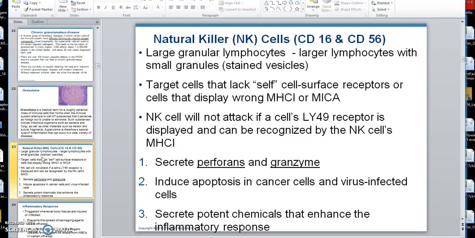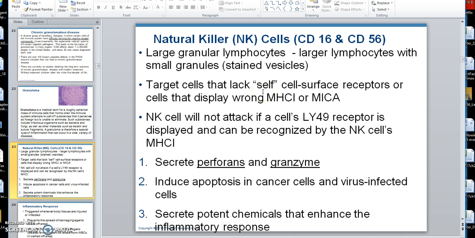The T cell and B cell are in the specific line. That means they're cut and snipped. The natural killer cell, that's why they call it NK, natural killer, is in the non-adaptive line. It goes after many things. What it basically is, is a large granular lymphocyte. Remember I mentioned a granule before. That's a stained vesicle. So it's a large lymphocyte with lots of small granules.